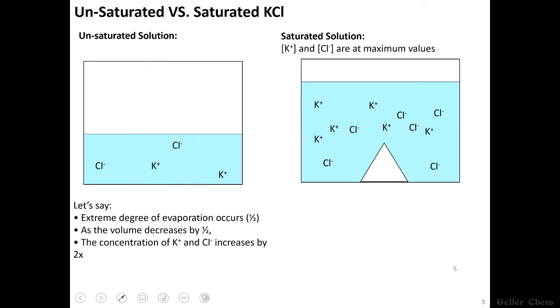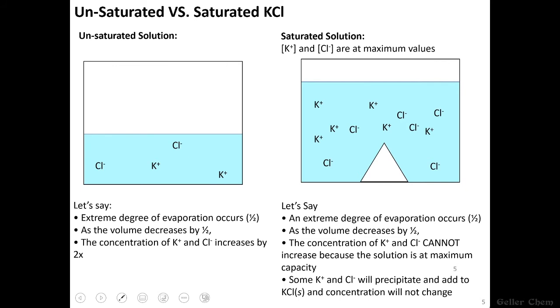Now let's direct our attention to a solution that is at maximum capacity for these ions, and thus any other KCl in solution has no choice but to remain in this solid form because it cannot dissolve any further. What do you think would happen if this water were to evaporate? You should pause and think about that because that's a good challenge question. Well, here's what would happen.